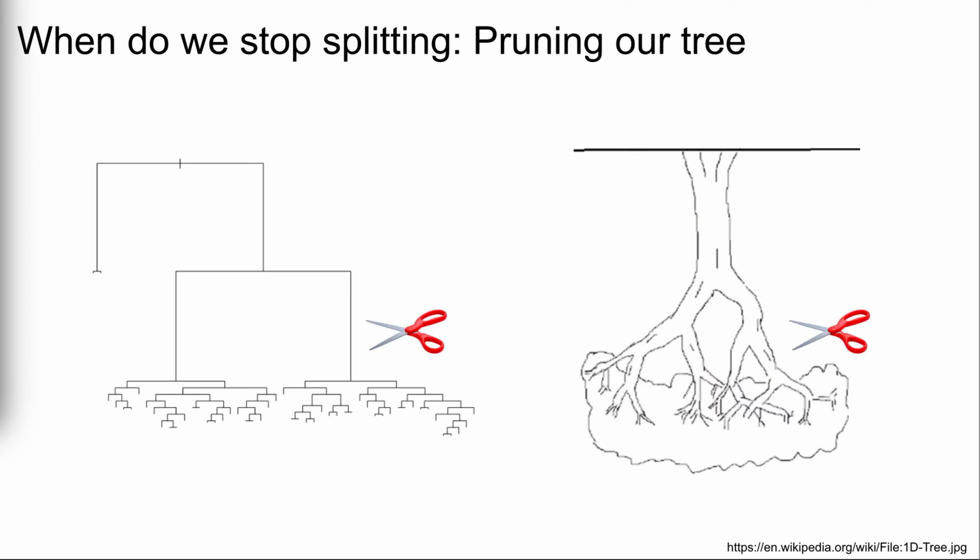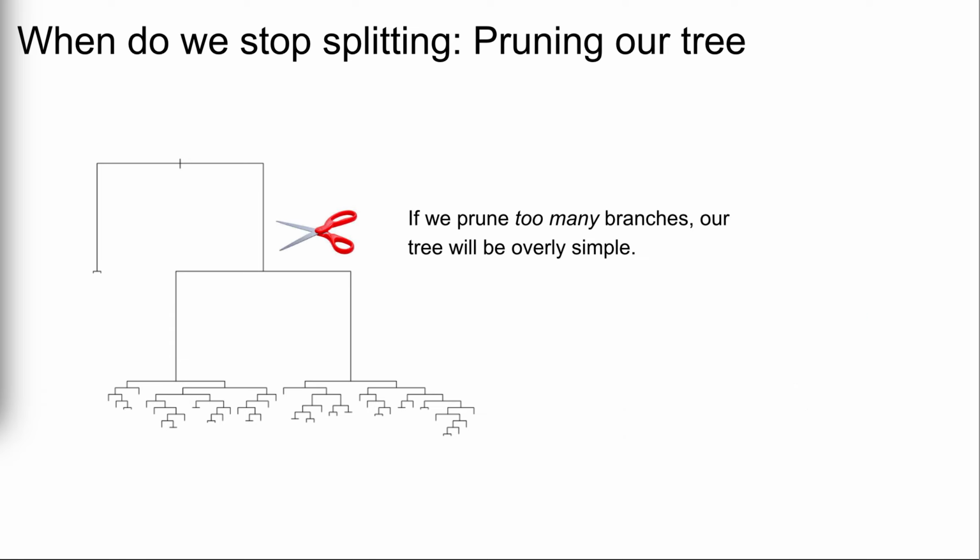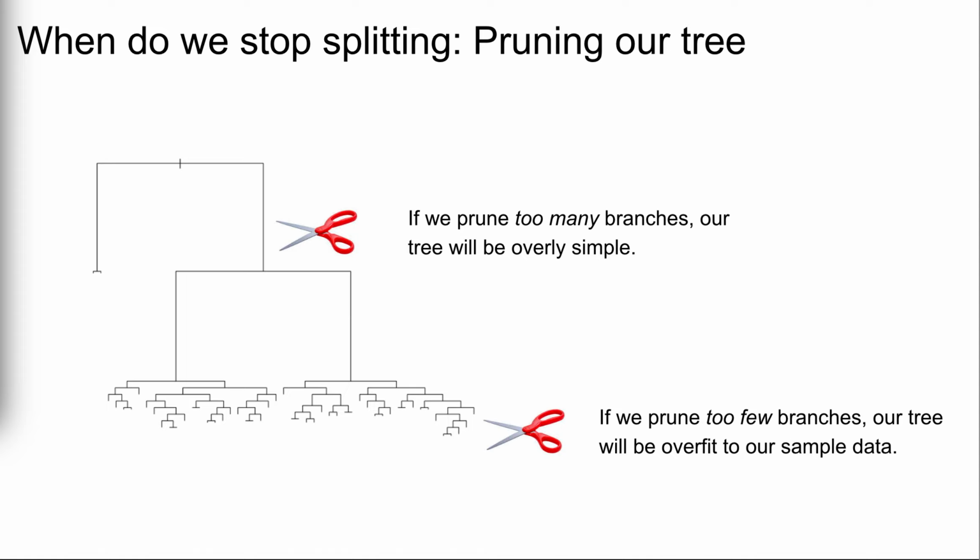The process by which we identify when to stop building our tree is referred to as pruning. With real trees, pruning or trimming branches can be important to tree health. Similarly, it's important to prune or cut back branches of a classification tree. But of course, this is going to be a Goldilocks problem. If we prune too many branches, our tree is going to be overly simple. But if we prune too few branches, for example, if we let our tree grow and grow and grow until each individual data point has its own leaf node, our tree is going to be overfit to the sample data.